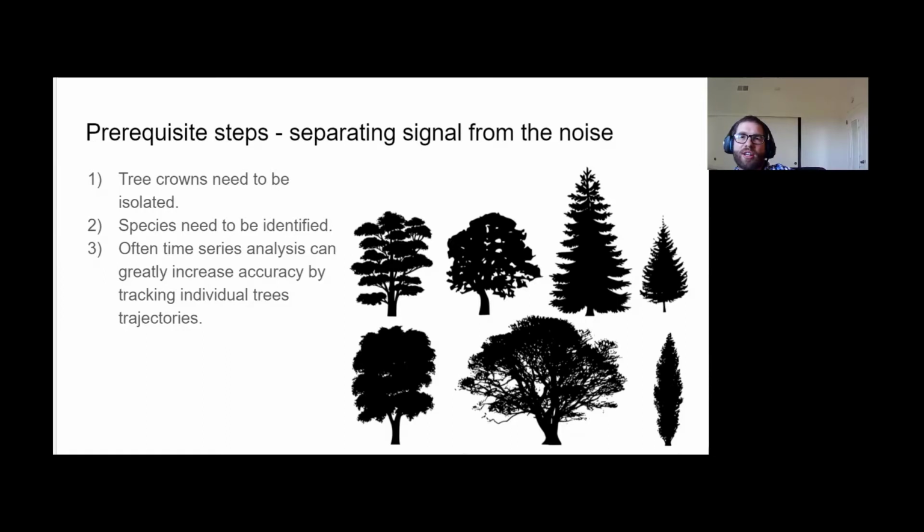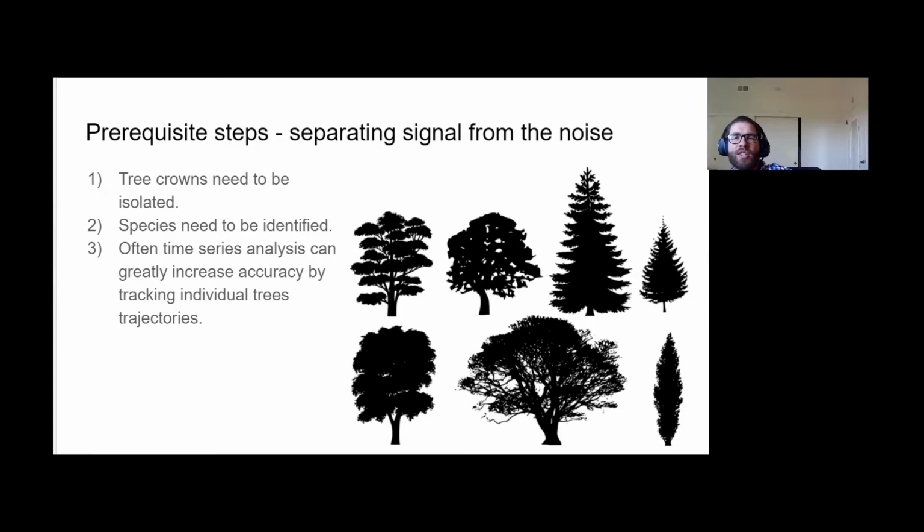Another important consideration is that species will likely need to be identified first. Different species have different leaf shapes, phenologies, and crown shapes, all of which will impact the spectral signal of the crown. The same spectral signal from two separate species might be indicative of extreme stress in one species and perfect health in another. Therefore, it is important to reduce that noise by separating out species before trying to delve into the stress of species. Time series analysis is also highly likely to improve results.